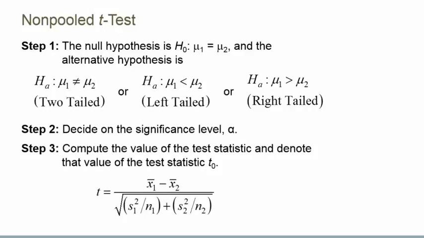Step 3. Compute the value of the test statistic and denote that value of the test statistic t sub 0. T equals, in the numerator, x bar sub 1 minus x bar sub 2, in the denominator, square root of s sub 1 squared divided by n sub 1 plus s sub 2 squared divided by n sub 2.